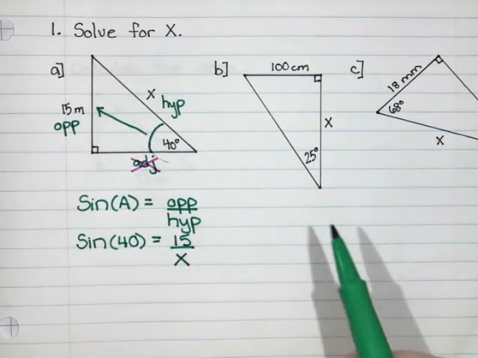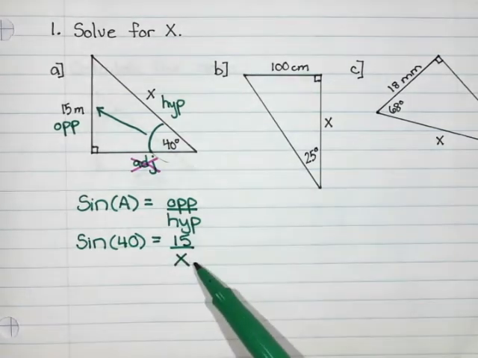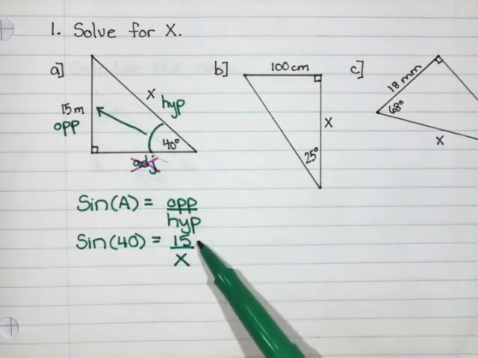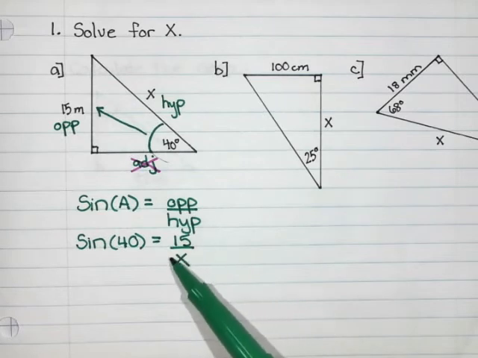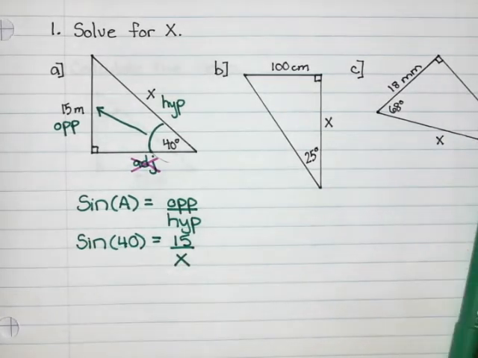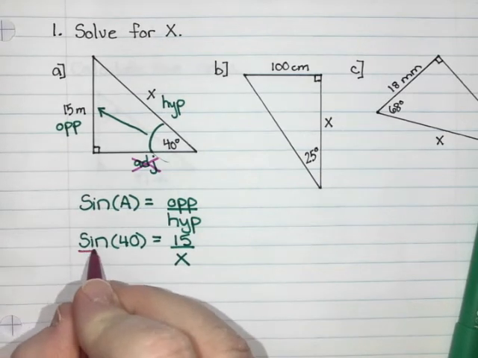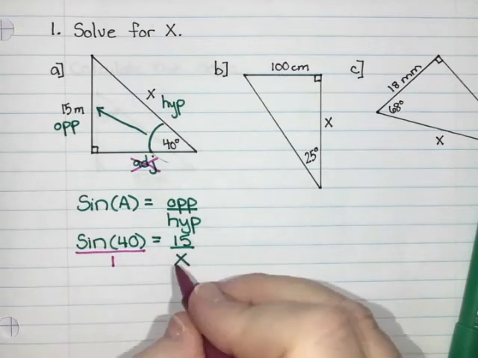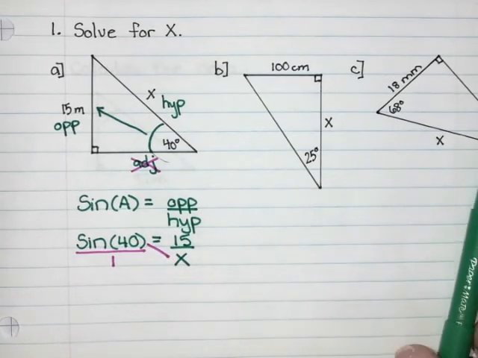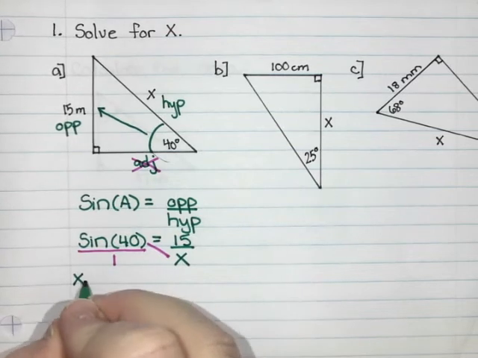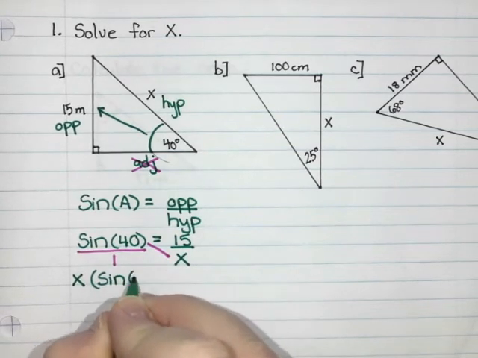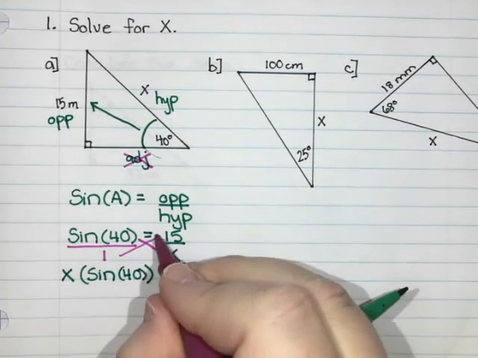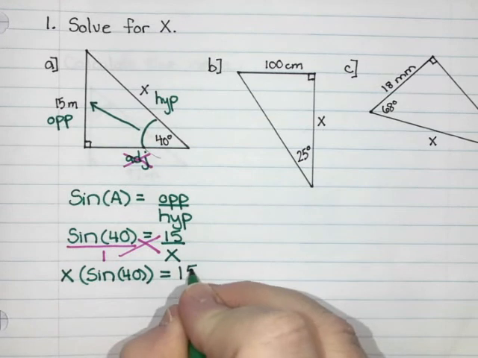Now this question is a little different from the one yesterday because today the x is in the denominator, and yesterday when we did the questions the x was in the numerator. So we're still going to follow the same steps. I am still going to write sine of 40 over its secret denominator of 1, and then I am going to cross multiply. So x times sine of 40 is x times sine of 40. And 1 times 15 is 15.